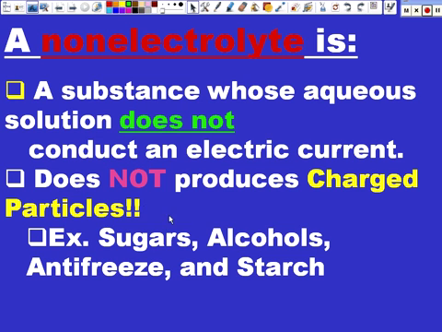And again, I want to stress this. Just because water will dissolve it, does it automatically make it an electrolyte? No, because if it dissolves it, it may just be polar. That's the only reason it will be dissolved. But it still may not produce ions in the end.